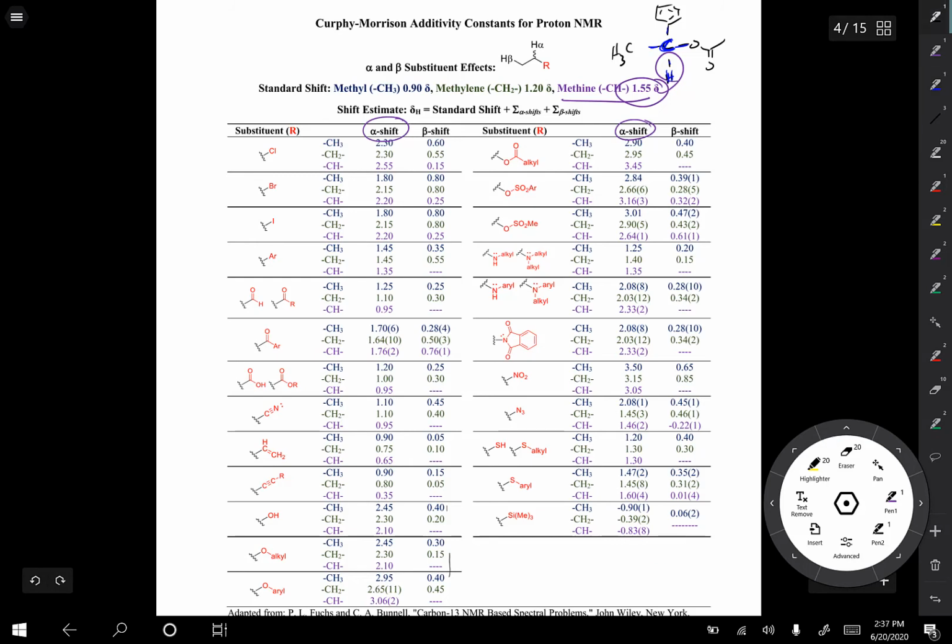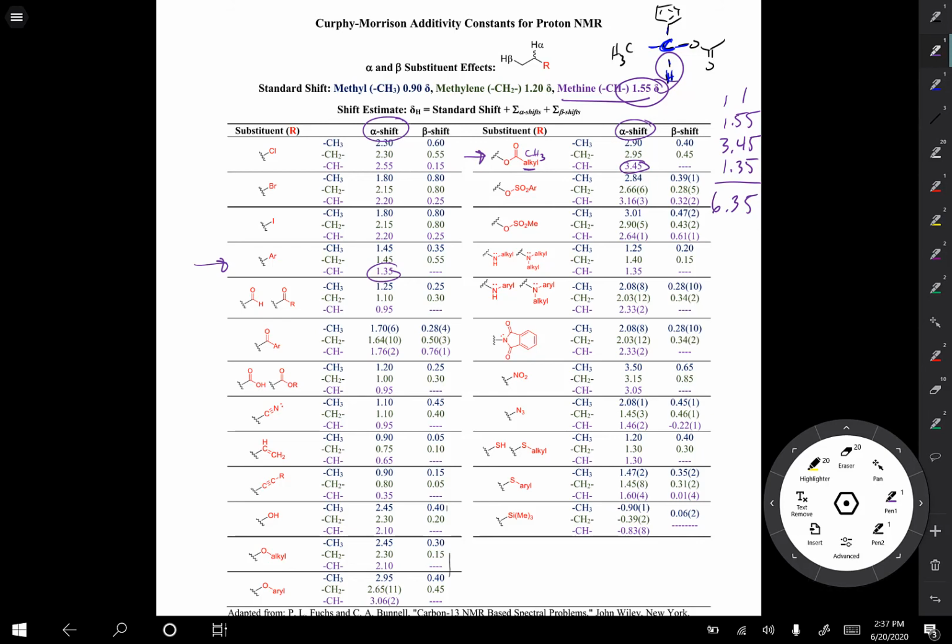We're going to start with 1.55. So let's look at this ester, okay? Bound through the oxygen. That would be this guy, and it's alkyl. Perfect, because we have a CH3 group. For the methine, it would be 3.45. Okay, let's look at the benzene ring. Here it is. Here's an aromatic ring, 1.35. Let's see what this gives us. 1.55 plus 3.45 plus 1.35 gives 6.35.